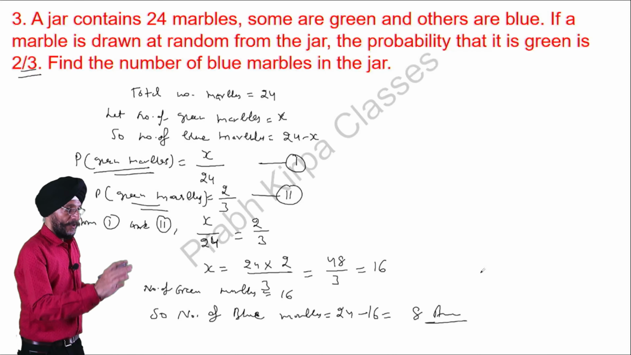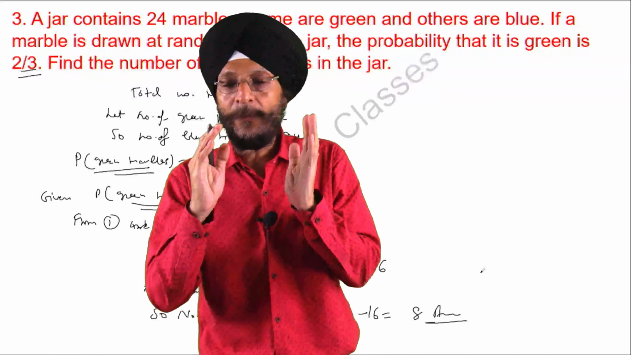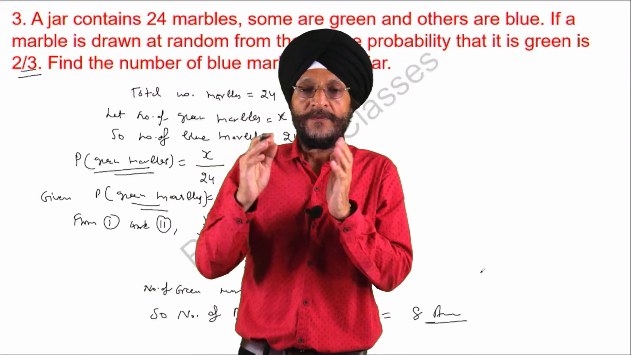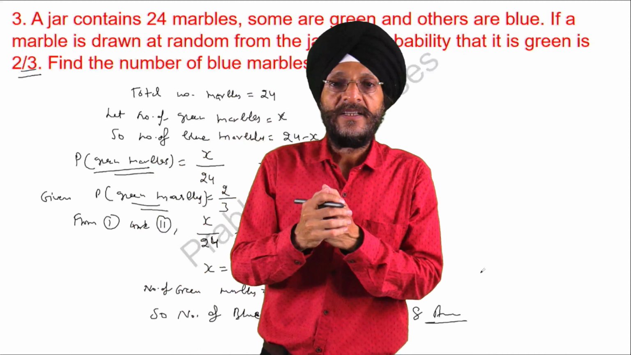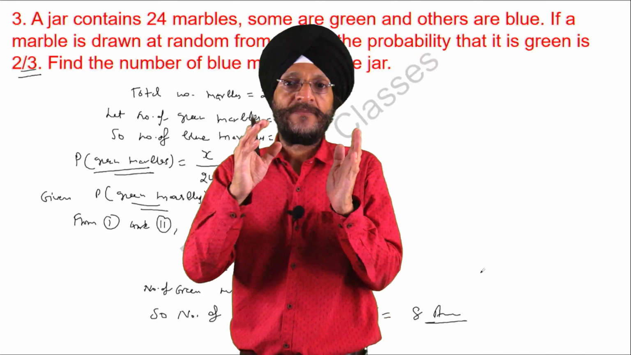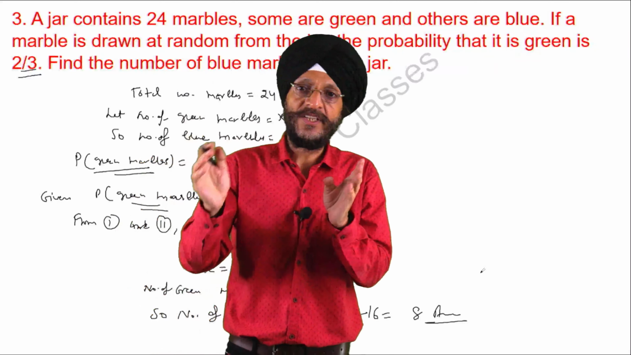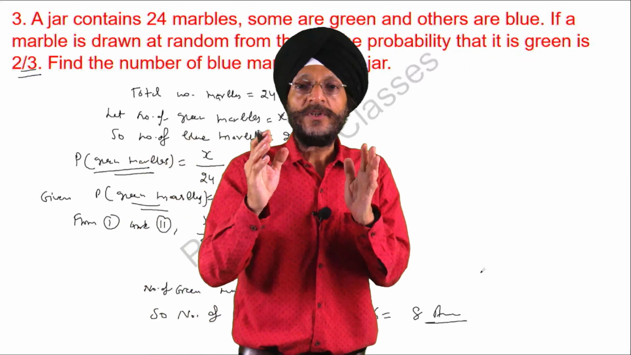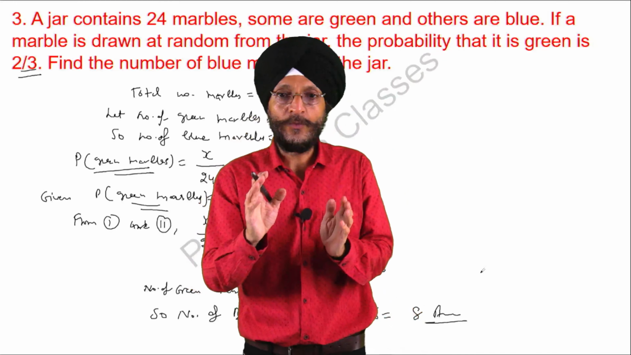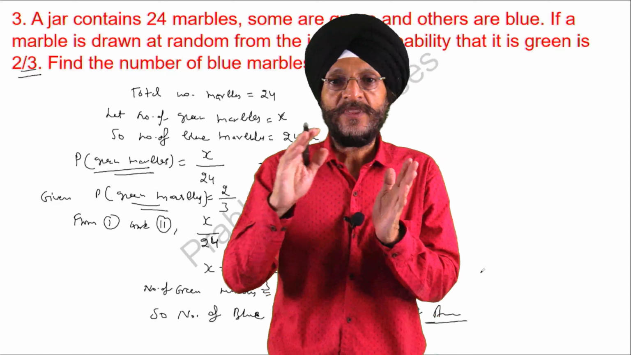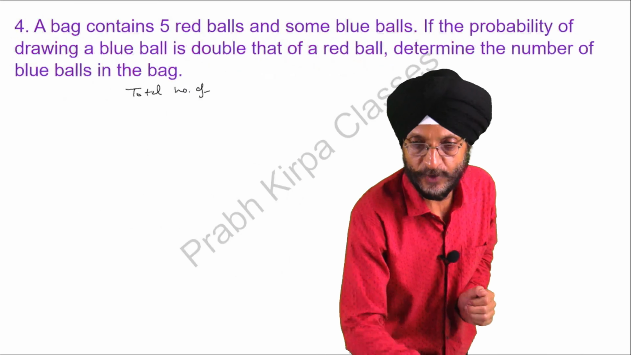Now we have calculated the number of blue marbles firstly by assuming blue marbles as x, and in the second case assuming the number of green marbles as x. You have seen both the answers. The answer is the same. You can use any of the formulas to calculate the number of blue marbles. Now we proceed with the next question.